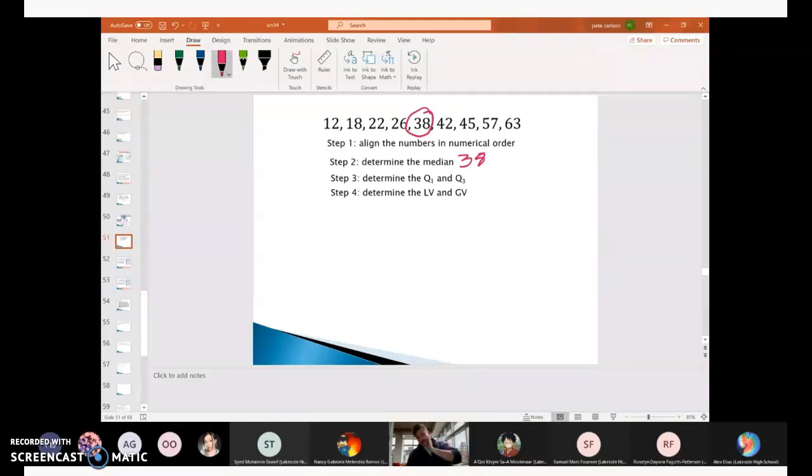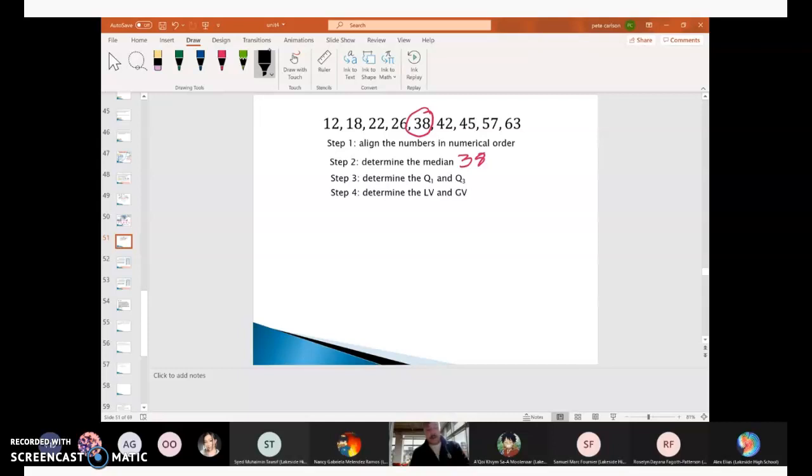So if I'm taking a multiple choice test and I have to pick the box plot for this, I would want to find a box that has a line directly over 38 in the center. Now, Q1 and Q3 are done a little differently with this one because when you cover up the median and the other side, you're left with 4 numbers.